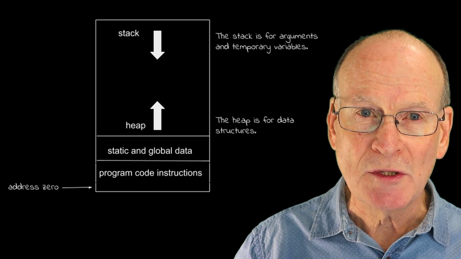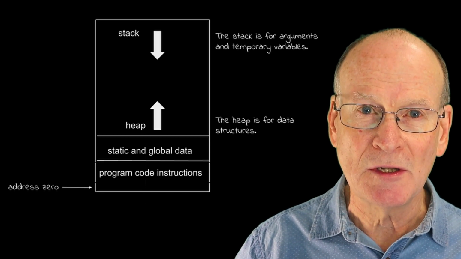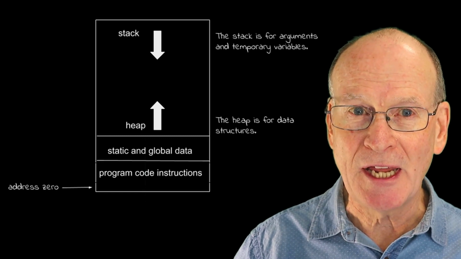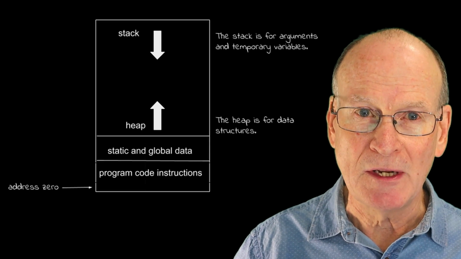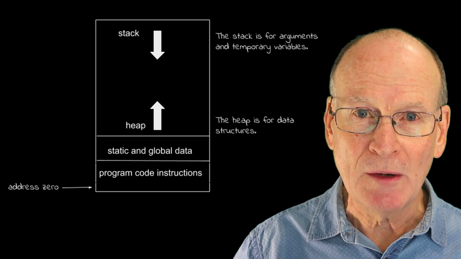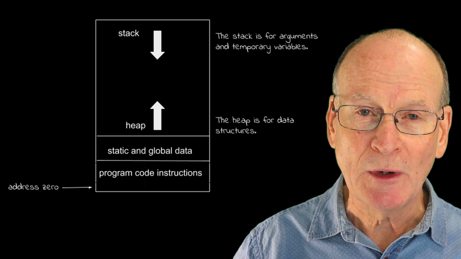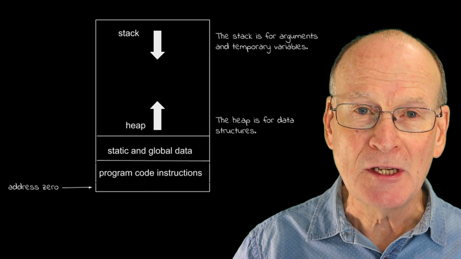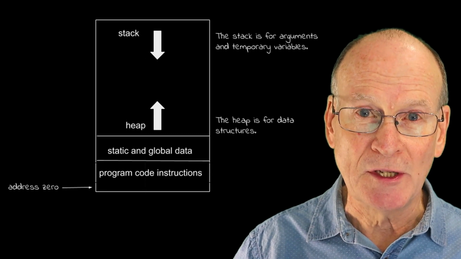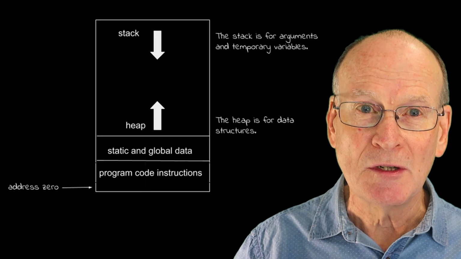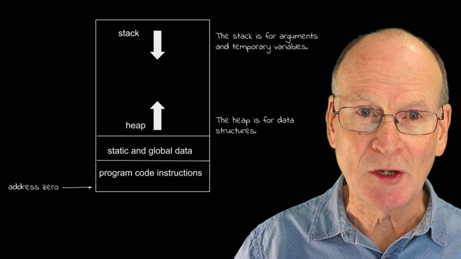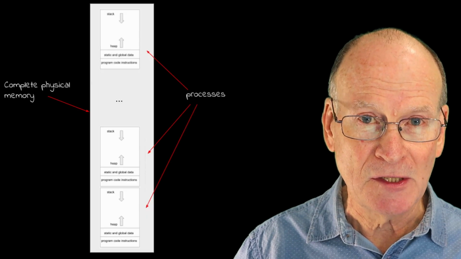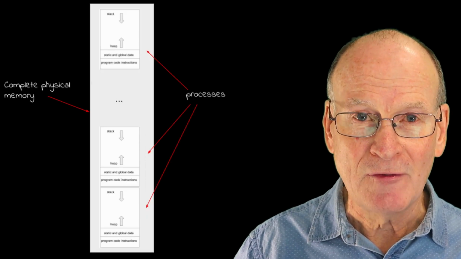Now, the stack goes down from the top of memory to the low addresses, but the heap grows up from the global static area towards the end of the memory. The stack is where the local variables of functions are stored, as well as argument values and various housekeeping data items. The heap is not structured. After all, it's a heap, but it's where you can allocate chunks of memory for data structures. When several processes are in memory, and this is the normal case, they each have this layout.